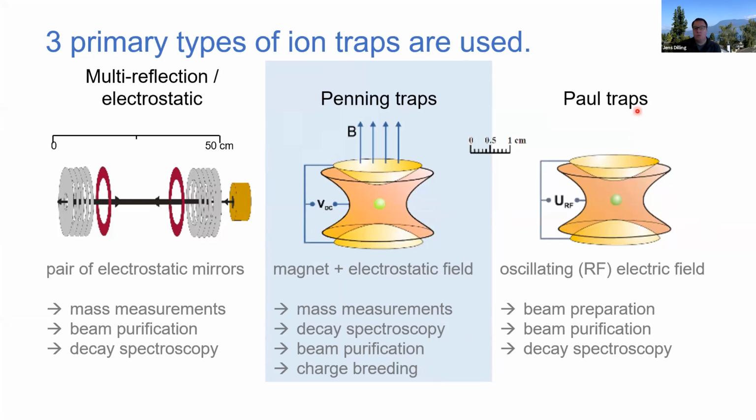Or you can use what is called a Paul trap, that is making use of oscillating electric fields, used for beam preparation, beam purification, and for decay spectroscopy. So you have the full flavor, from completely electrostatic to magnetic and electrostatic to electrodynamic with oscillating field.